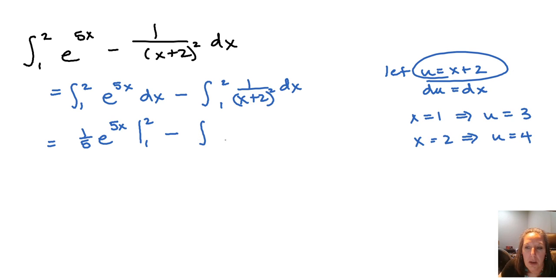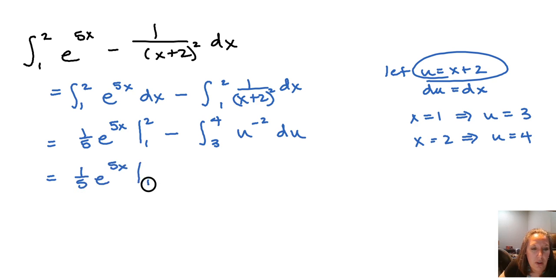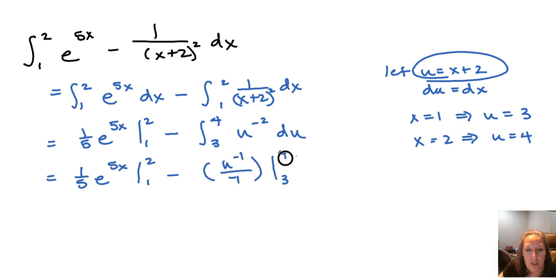So this integral becomes the integral from 3 to 4 of 1 over u squared, or u to the negative 2 du. And if you want to go ahead and evaluate on the first one, you can. I'm going to go ahead and wait till the end. So we get 1 over 5th e to the 5x evaluated from 1 to 2 minus the integral of u to the negative 2 is u to the negative 1 over negative 1, and that one is evaluated from 3 to 4.